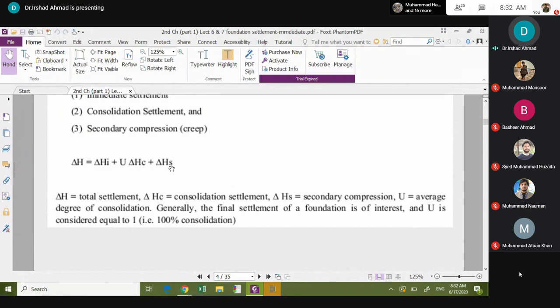If you remember from your first semester, you had the log time curve and root time curve. In the log time curve and root time curve, there was some initial compression, then there was primary consolidation, then there was creep or secondary compression. Same as here, delta HI is the elastic or immediate compression, delta HC is primary consolidation, and delta HS is secondary compression.